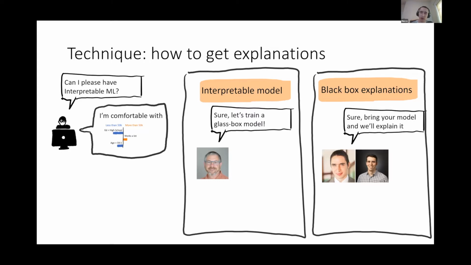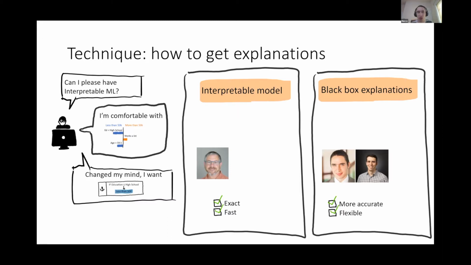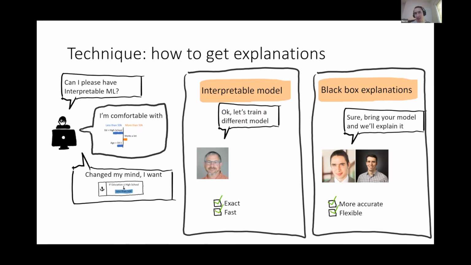Now, obviously, there's a trade-off there. There's multiple trade-offs. If you're going the interpretable model route, typically your explanations are exact. They're not approximations. The model is doing this by construction, and it's also fast. But if you're using black box explanations, typically for some domains at least, the models that you can use are more accurate. And also it's more flexible in the sense that if you want to change models, you can use the same explanation. Or if you want to change explanations, so if the person says, hey, I want an anchor instead of a linear model, the interpretable model camp would have to say, let's train a different model. Whereas our camp, black box explanations, would say, sure, just bring your model and we'll explain it.